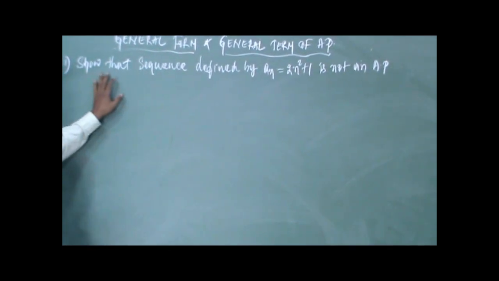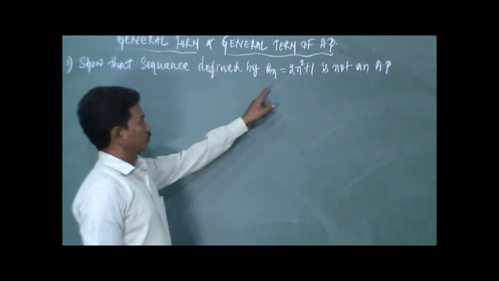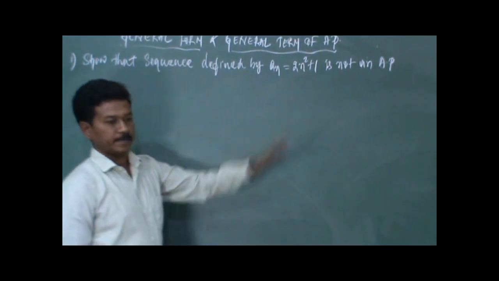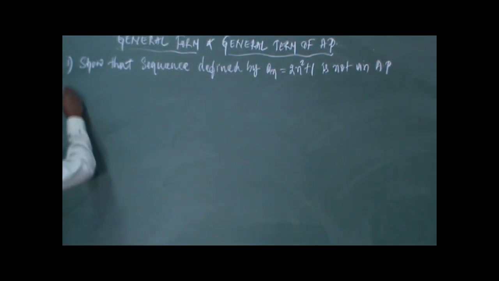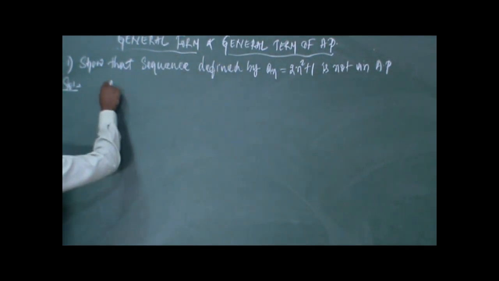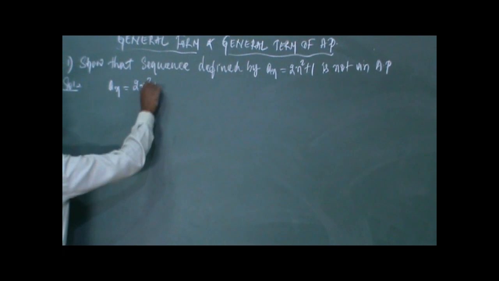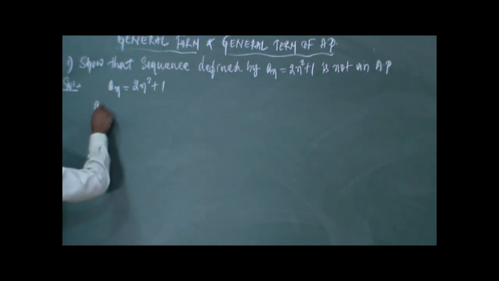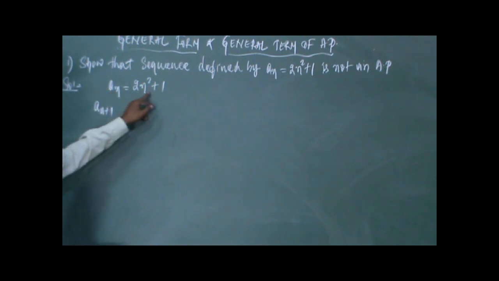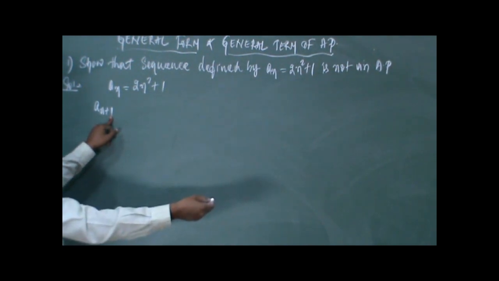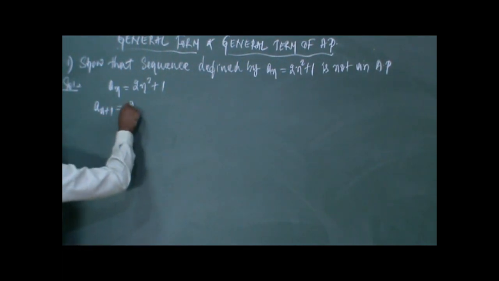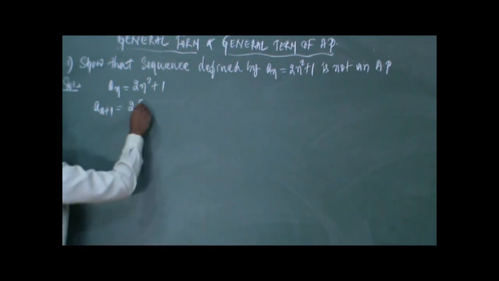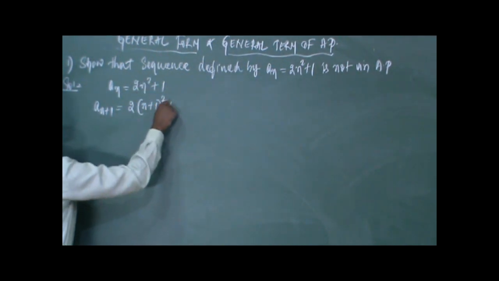Now, show that the sequence defined by an is equal to 2n square plus 1 is not an AP. We have to prove that it is not an AP. So let us take the nth term, an is equal to 2n square plus 1. Find out an plus 1. An plus 1 comes next to an, so it is the succeeding term of an. So in place of n, you have to put n plus 1, so the square continues, plus 1.